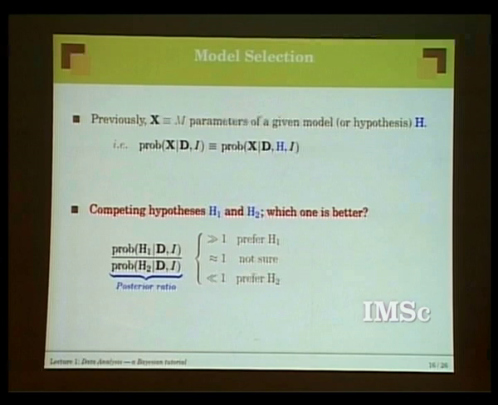Question. Yes. If you have two different models, H1 and H2, then the X's are also different, right? X1 and X2. Yes, indeed. I'm coming to that. Yes, if you have different models, they'll have different model parameters and probably different numbers of model parameters.